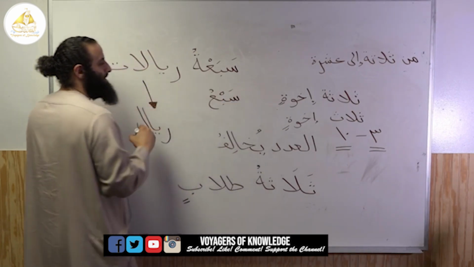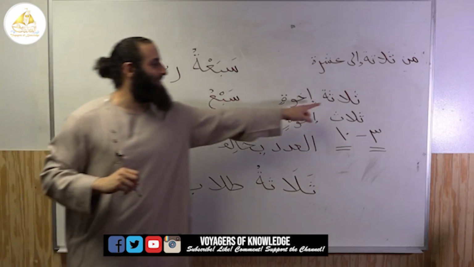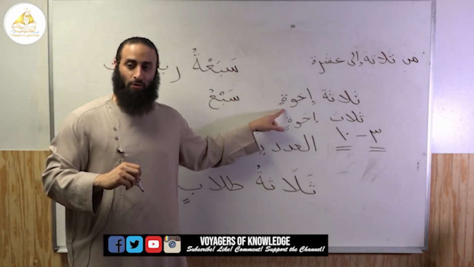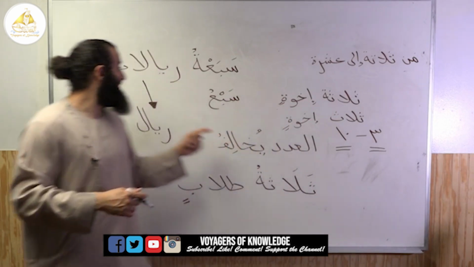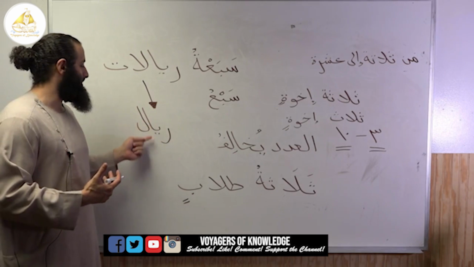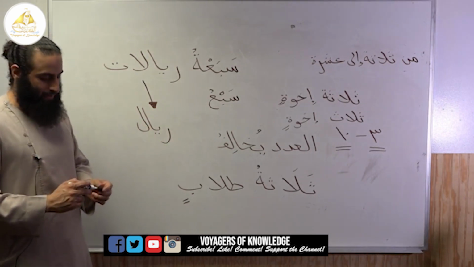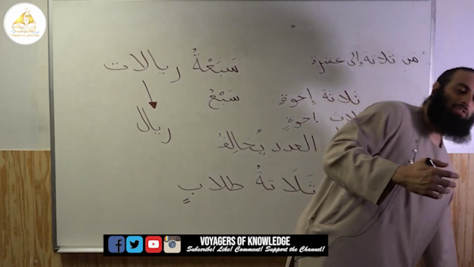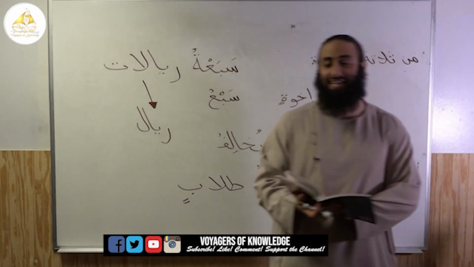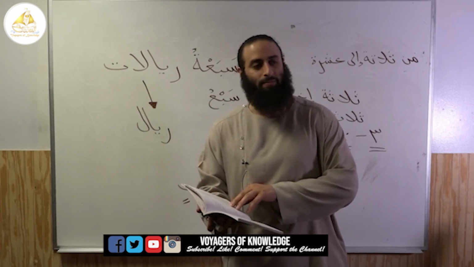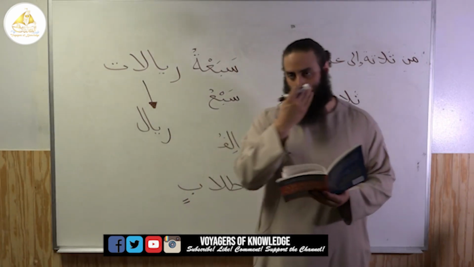Sukun. Just like we did with thalathatu ikhwatin. Right? This looked like it was feminine, but it's actually masculine. This looks like it's feminine, but the singular form is masculine. All right? The easiest way after you get all these rules down is to go through the exercise, which we are getting to. You're going to see it on 107. That exercise right there is going to help you a lot.